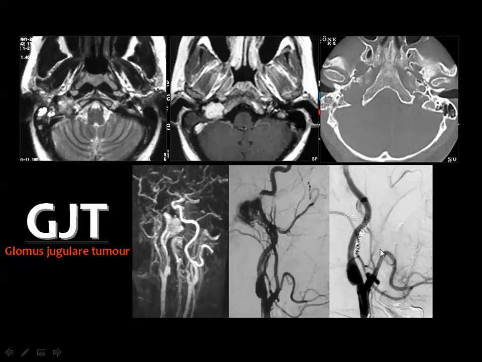On MRI, the tumor will show low signal in the T1 and bright signal in the T2. It will enhance significantly on post-contrast images. This is the appearance of the tumor on CT with enlargement of the jugular fossa and the erosive changes of its margin. On MR angiography, you can see a hypervascular mass which corresponds to the jugular foramen tumor. On selective angiogram, you can see the feeding vessels and the tumor blush, denoting hypervascularity, and this is after embolization.